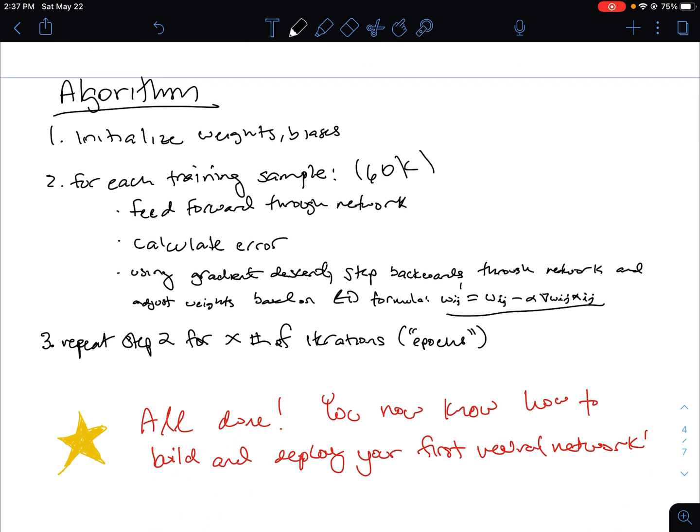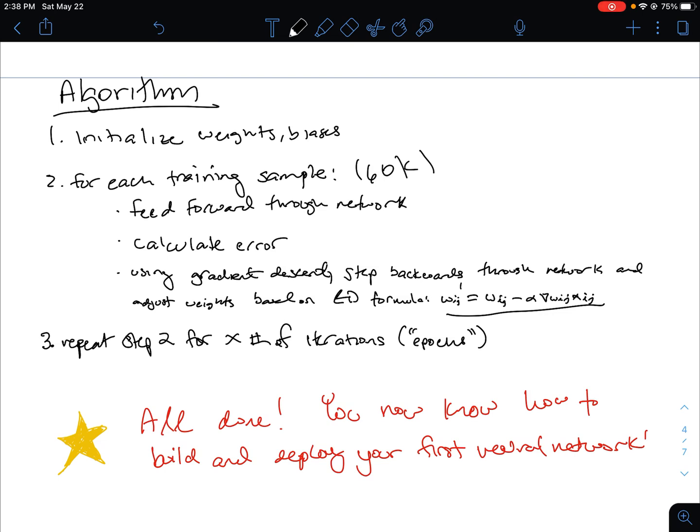Okay, so to sum it up, I want to talk about the general algorithm for building and deploying a neural network. Basically, step number one is initialize your weights and biases. You're going to choose whether random or whether you have some strategy in mind. You're going to just initialize and set some values to the weights and biases. Then you're going to run each training sample through the network, get an output, calculate error from that output, then use backpropagation and gradient descent to step backwards through the network and adjust each weight and bias based on the gradient descent formula that we've defined above and right here in black.